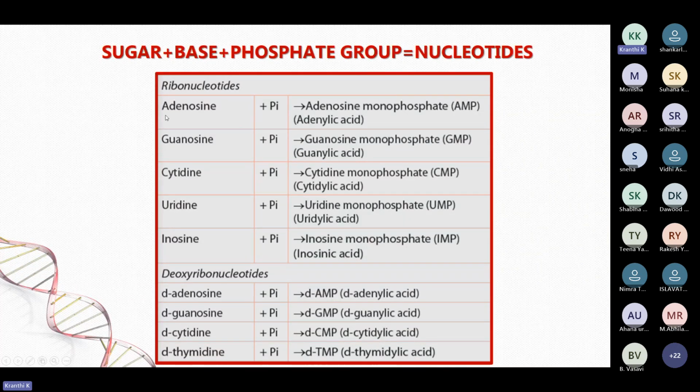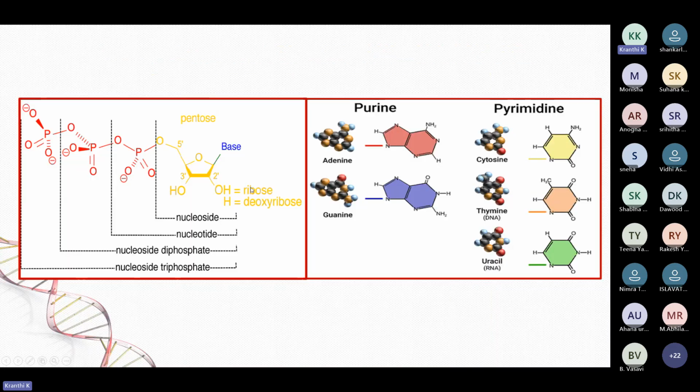Now, adenine monophosphate. So what is this one? Adenosine, you know this one, right? What is this? This is a nucleotide. A nucleotide contains a nitrogen base, a sugar and one phosphate, right?